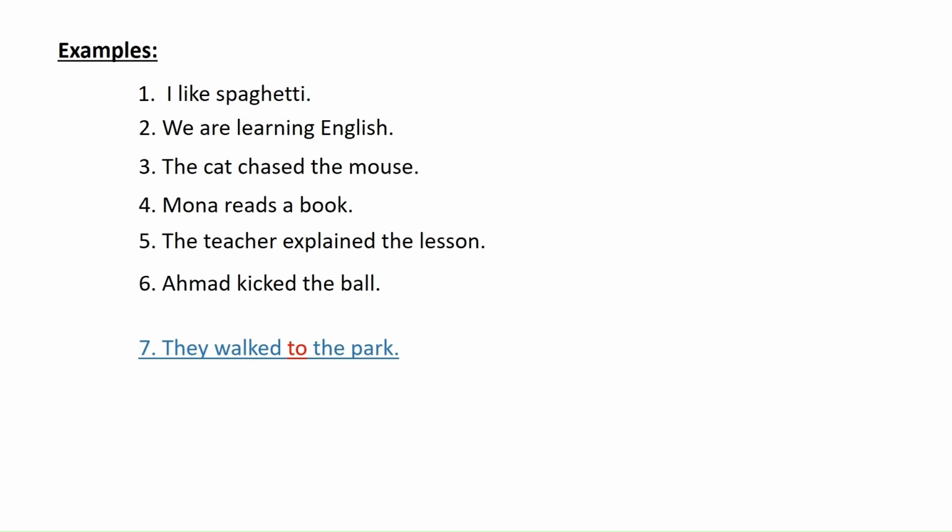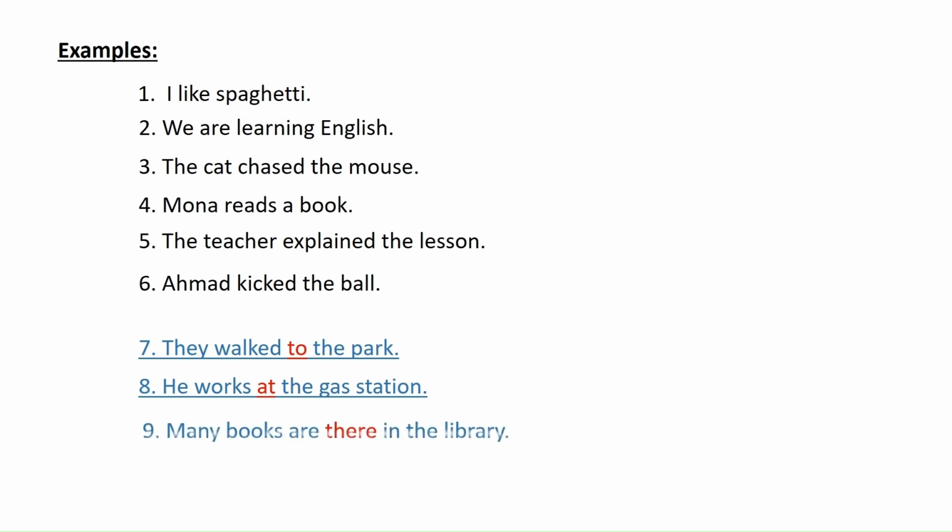In these four examples, notice that the two phrases, to the park and at the gas station, are not direct objects. They are, in fact, prepositional phrases that add more information about the verbs walked and works. While the two words there and hard are functioning as adverbs to indicate place and manner. To better understand this, let us define the subject, verb, and the object and have more examples.